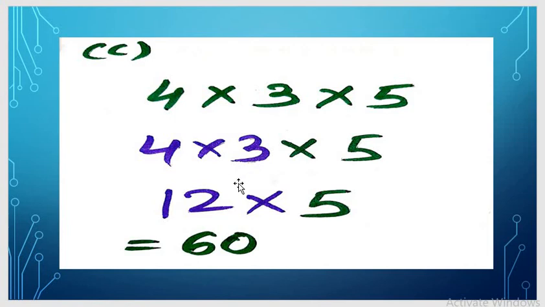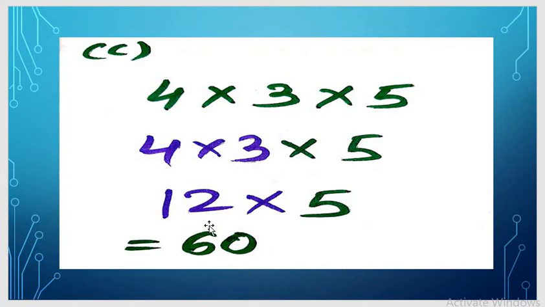So 4 3s, how many, all students? 4 3s are 12, 4 1s are 4, 4 2s are 8, 4 3s are 12, and then multiply by 8. So 12 1s are 12, 12 2s are 24, 12 3s are 36, 12 4s are 48, and 12 5s are 60.